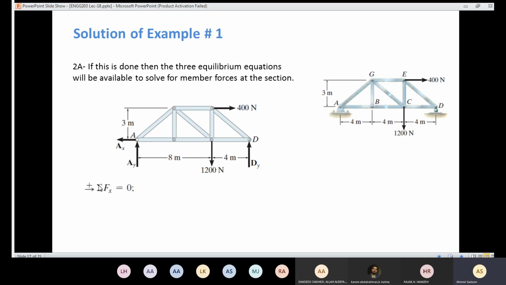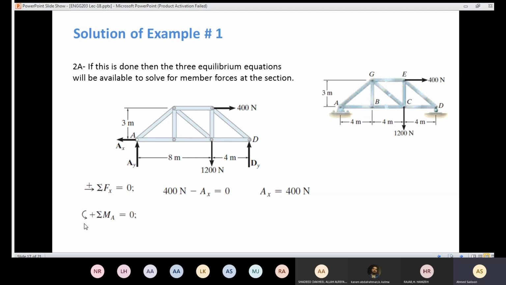I'm going to start with the summation of the forces in the x-axis equal to 0. According to the sign convention, AX is going to be negative and 400 newtons is going to be positive. So this value is positive, this value is negative, and the summation should be 0. Then I can easily find the value of AX, which is 400 newtons. So I know now the reaction here. If I use the summation of the forces in the y-axis, I'm going to have two unknowns, which means I need to avoid this. I'm going to take the moment about a point where I can have only one unknown, so either about A or about D.